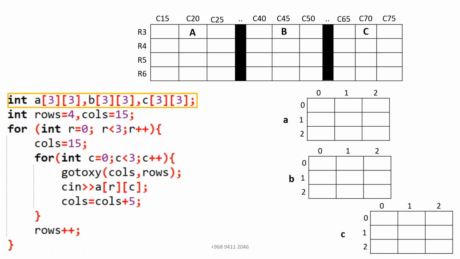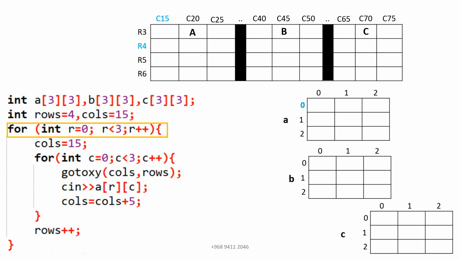And in the next line I have declared three arrays with the names A, B, C, and the order is 3 by 3, meaning 3 columns and 3 rows. I have taken variables rows and columns that will be used to control the cursor position on the computer screen. Rows equal to 4 and columns equal to 15. And in the above table, I have highlighted row 4 and column 15 with blue color.